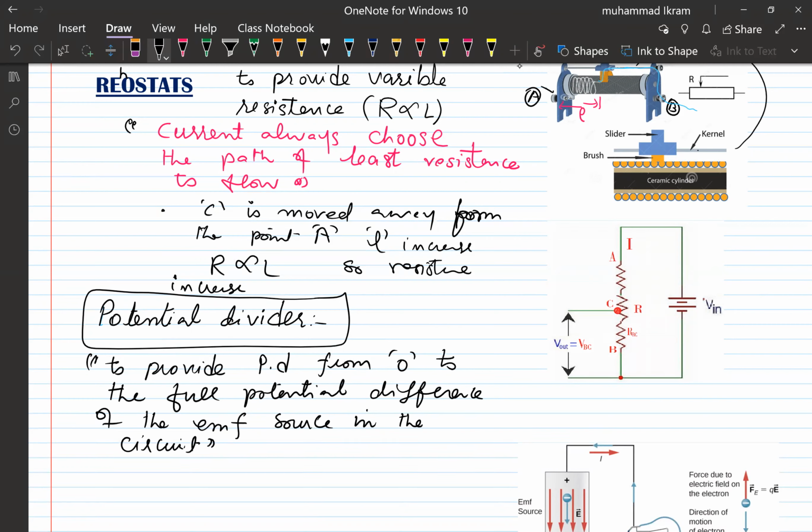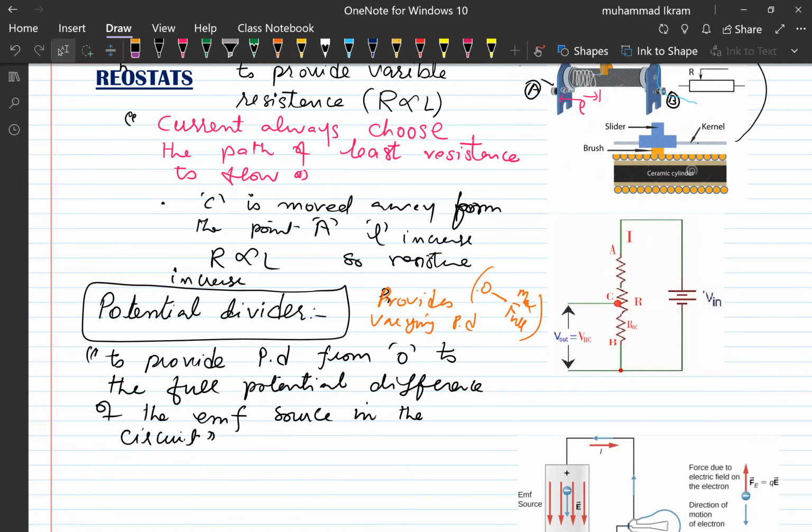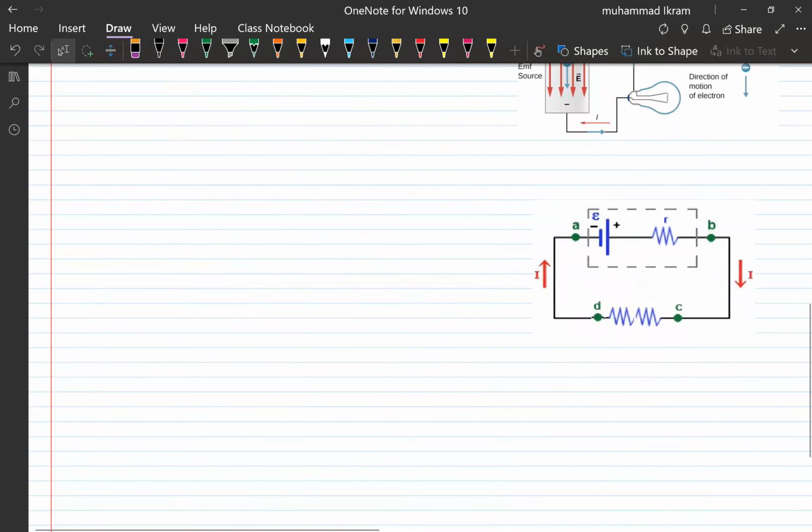Now, what does this mean? It provides varying potential difference from 0 to the full or maximum potential difference of the battery. Now look at this diagram.